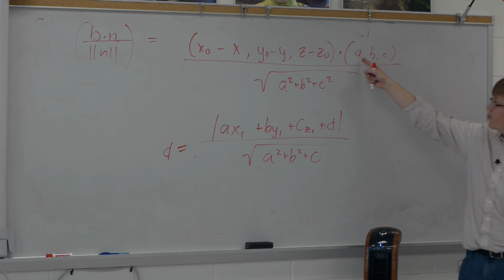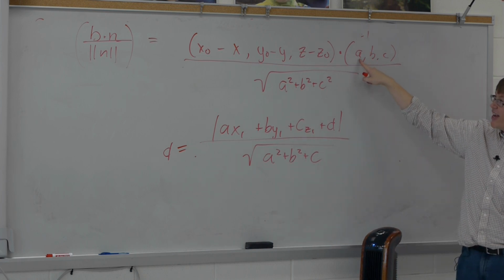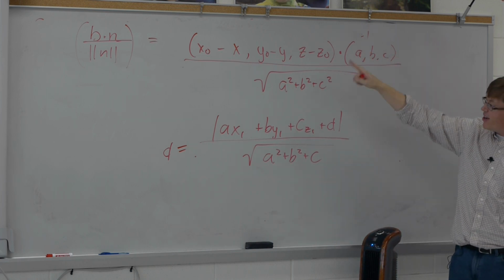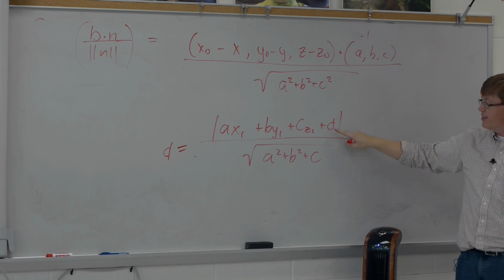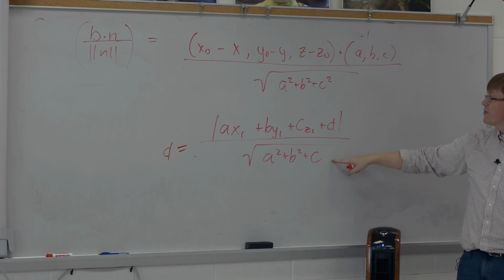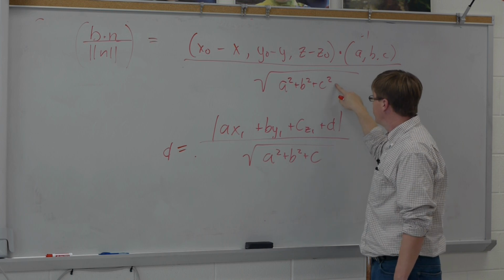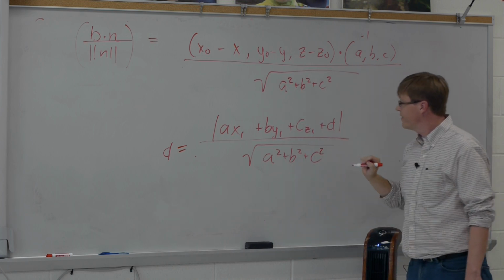But this dot product, when you multiply that out, you get an Ax, a By, a Cz. All the other terms end up being the same as D. So it's over the square root. Supposed to be squared? Yeah. C squared, on the bottom. Yes, yep.